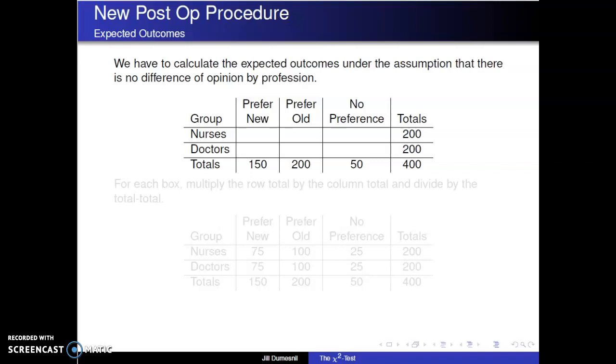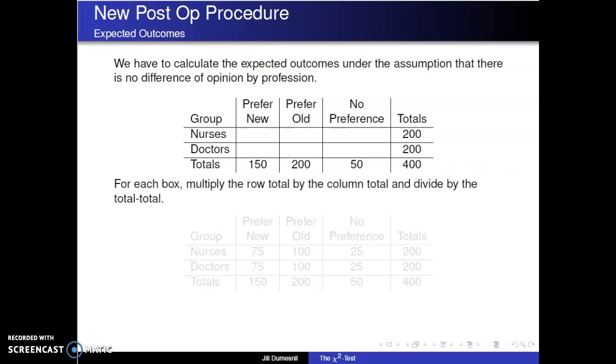So the 150 who prefer the new should be evenly split into 75 doctors and 75 nurses. The 200 who prefer the old procedure would be evenly split into 100 doctors and 100 nurses. And the 50 with no preference would be evenly split into 25 doctors and 25 nurses.